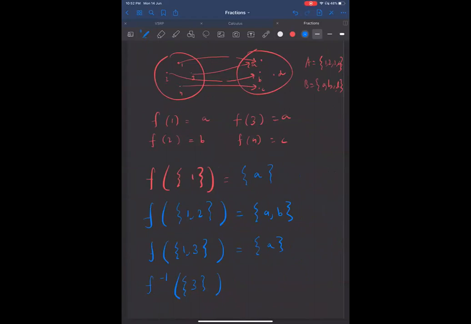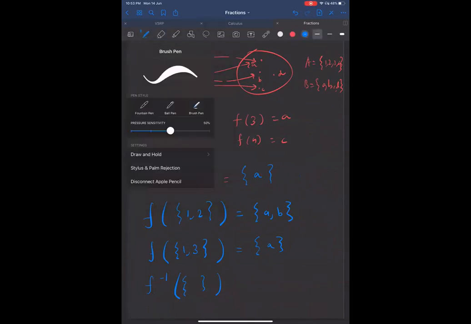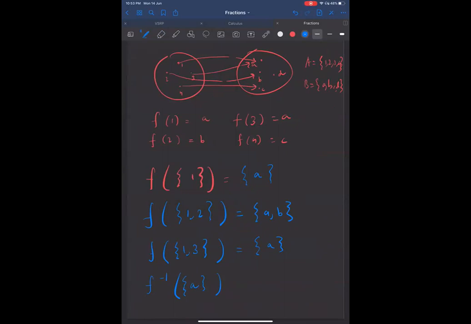So now go back and think. f inverse of the set... The set containing 1 and 3. Now what is this? I can't see. It's not visible. Okay. Yeah, it's the null set. f inverse of D is the null set.